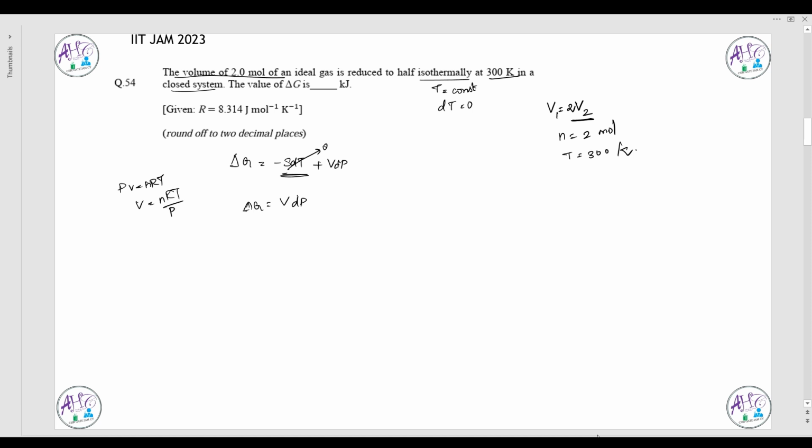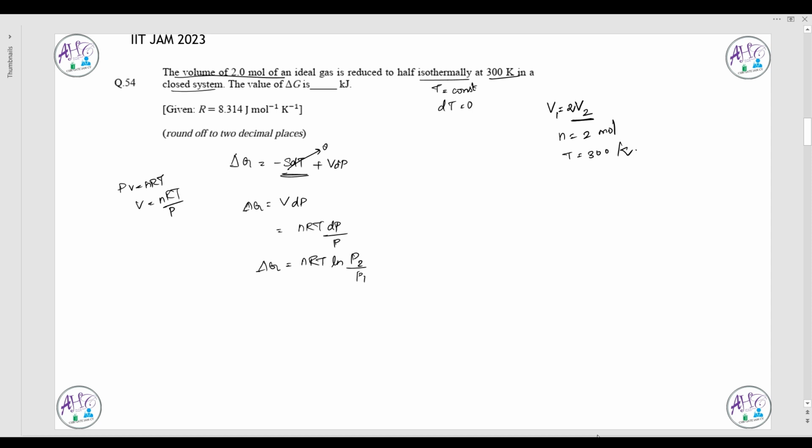Because what we have done here is, with respect to pressure we are differentiating. So we are converting this in terms of pressure. So this is going to be nRT dP by P. Okay, so this can also be written as nRT ln P2 by P1. Okay, this is the equation.